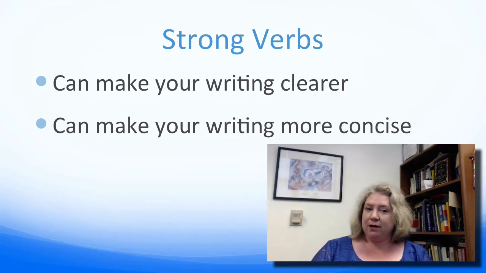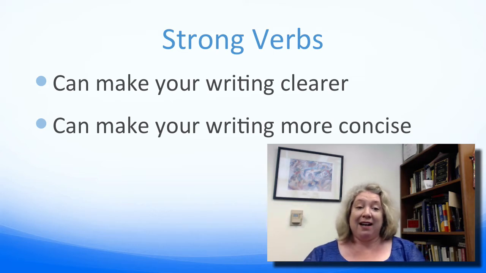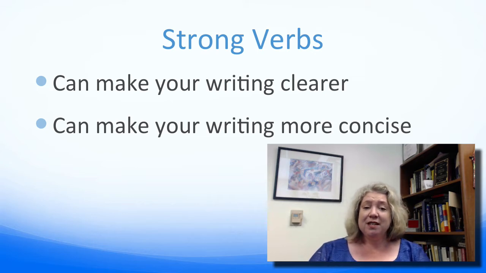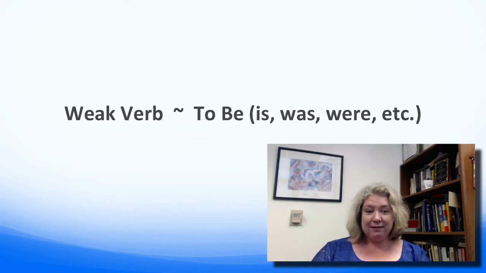So, what are strong verbs? And how can they make writing clearer and more concise? Strong verbs are what we call active verbs. They show some sort of action rather than showing just existing or being. Generally, we think of the verb to be and all of its forms as a weak verb. And the verb to be is often used in passive voice as opposed to active voice.